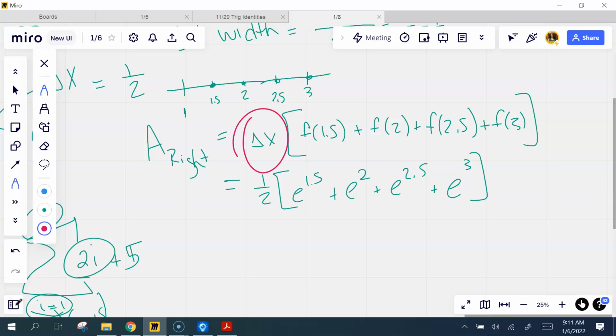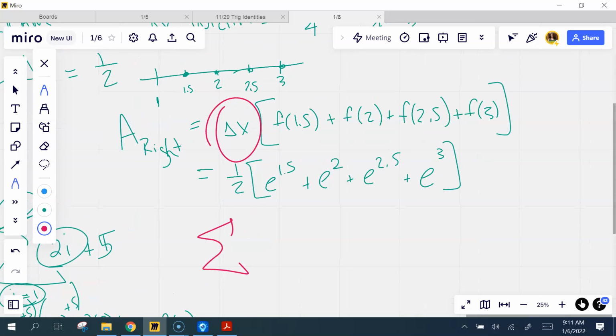We have delta x, that's our width. I'm going to use that in my summation. So what I'm going to do, maybe I should title this summation. In summation notation, just so you see what it is. Now we still have to define f of x. So we know f of x is e to the x. We're given all the same information that we start with.